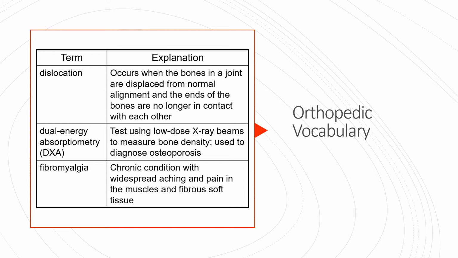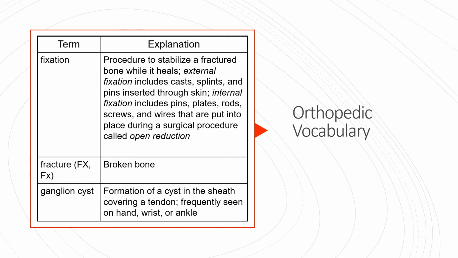Fibromyalgia is a chronic condition with widespread aching and pain in the muscles and fibrous soft tissue. Fixation is a procedure used to stabilize a fractured bone while it heals. External fixation includes casts, splints, and pins inserted through the skin. Internal fixation includes pins, plates, rods, screws, and wires that are put into place during a surgical procedure called open reduction. Fracture can be abbreviated FX, and this is a broken bone.